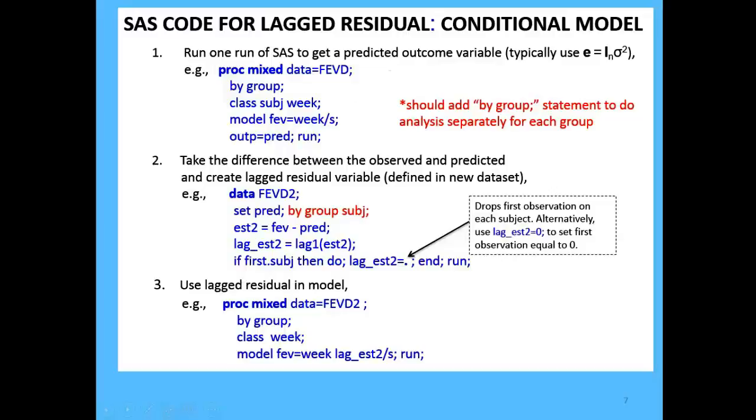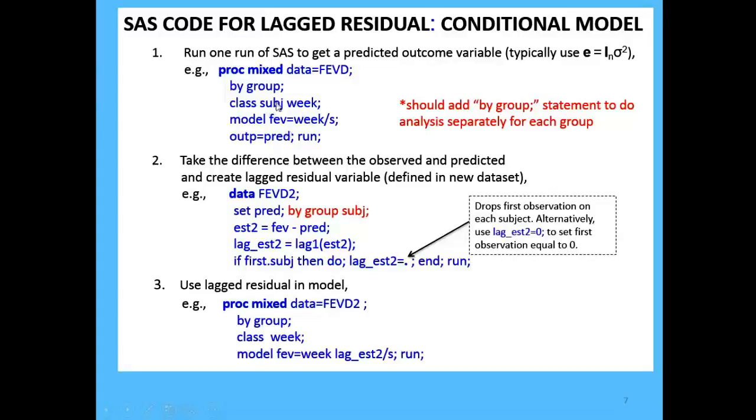What have I done here? It's got proc mixed. Remember, we had 2 locations. So if I want to get a conditional model for each location separately, I'm going to do it by group. I don't really need to do that, but if I want to just focus on one group, I focus on the data set for one group. But if I say by group, I'm doing this for each of the data sets. Then I say class subject week, model FEV equal to week.